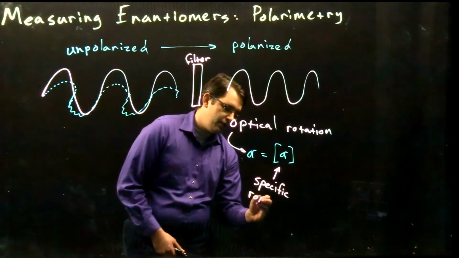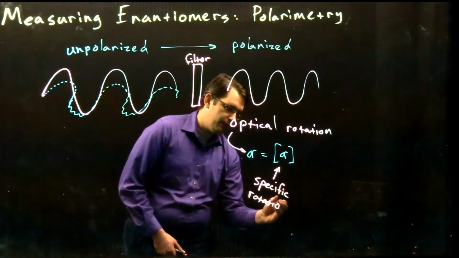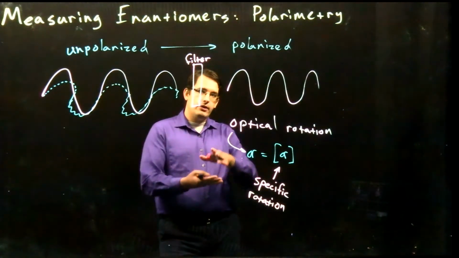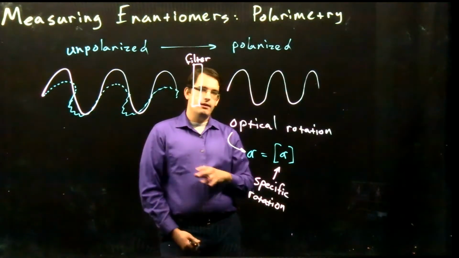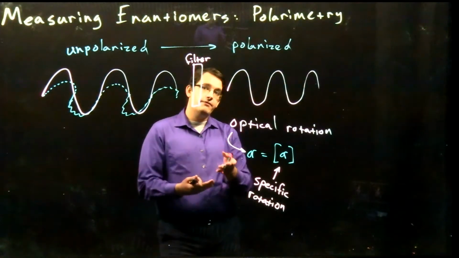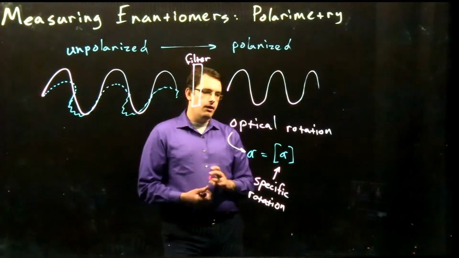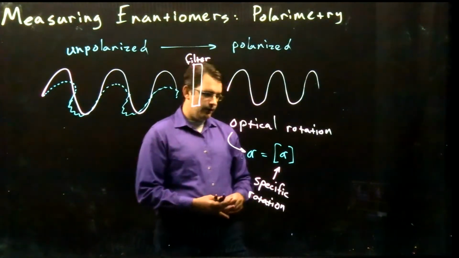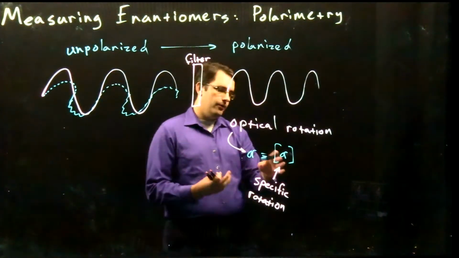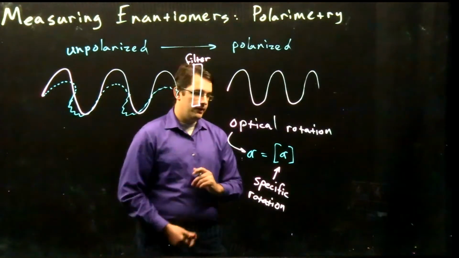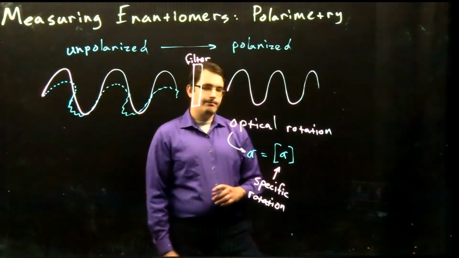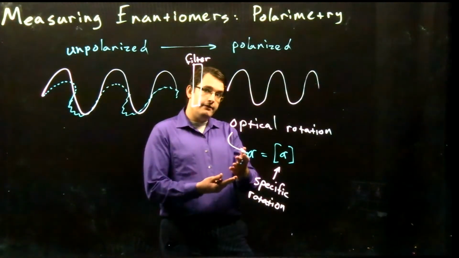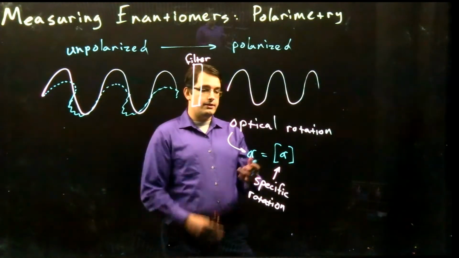So specific rotation is constant for a given molecule, and it just tells us, based on the structure of that molecule, how much it rotates the light. Some molecules will have a large effect on the light, some will have a very small effect. So this is unique for a given molecule, although you may have some molecules that end up with very similar specific rotations.